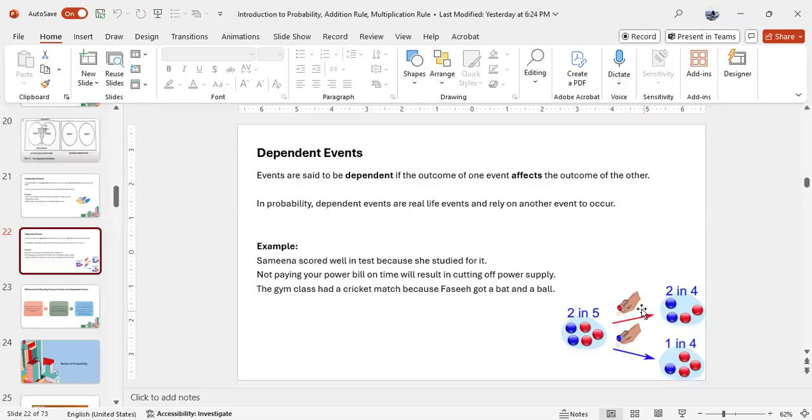Similarly, we'll consider this example of 5 balls in a bag. 2 are blue and 3 are red. If we take out a red ball, then we have the probability of having 2 blue balls, 2 in 4. And if we take out one blue ball, then the probability would be 1 by 4. So this is a dependent event, because the probability of having blue balls depends upon this event, that either we take out a red ball or a blue ball.